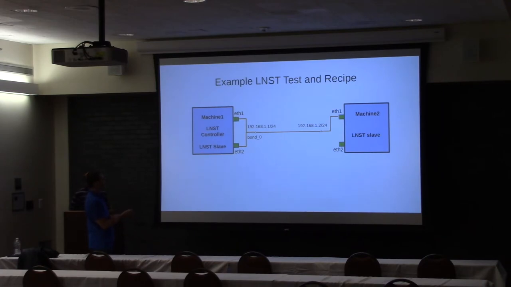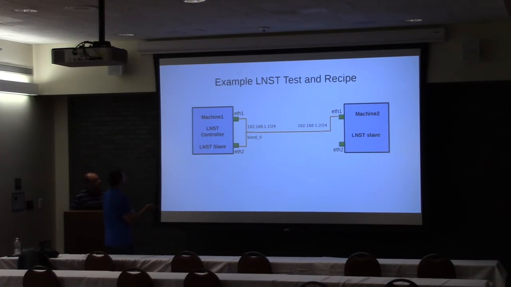This is another example. I want to test bonding versus a bare metal NIC. Same thing, I did not change the OS, I did not remove this, so I'm done with NIC to NIC. This is my second test I want to run. I can just do lnst-ctl run on the recipe that has the bonding in it, and it will do the same.